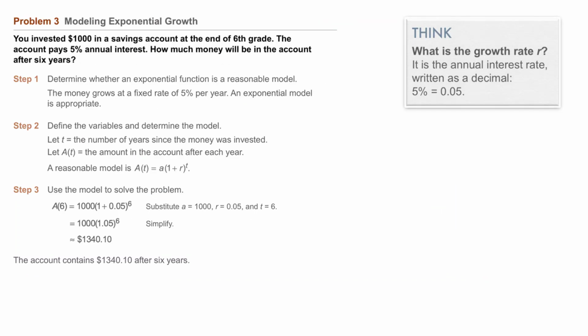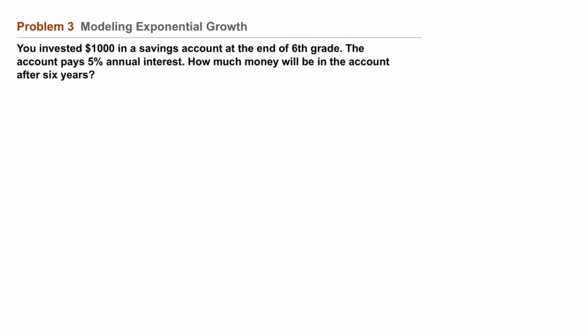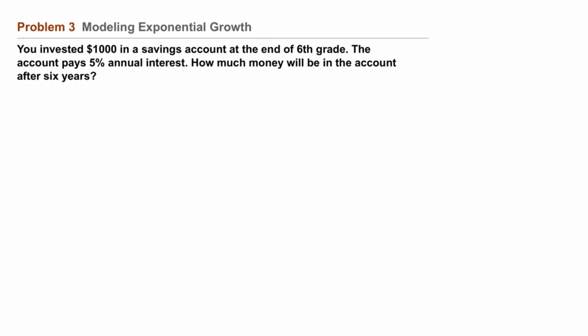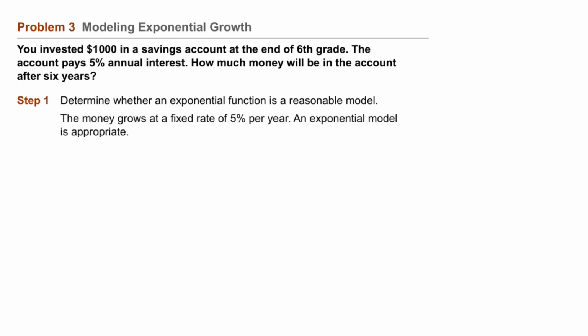Problem 3. Modeling exponential growth. You invest $1,000 in a savings account at the end of 6th grade. The account pays 5% annual interest. How much money will be in the account after 6 years? Step 1. Determine whether an exponential function is a reasonable model. Well, the money grows at a fixed rate of 5% per year, so an exponential model is appropriate.